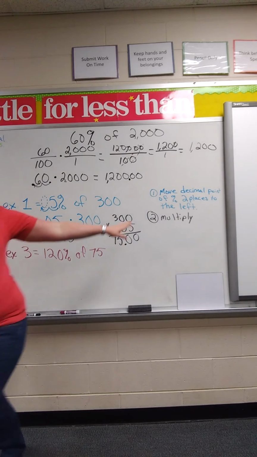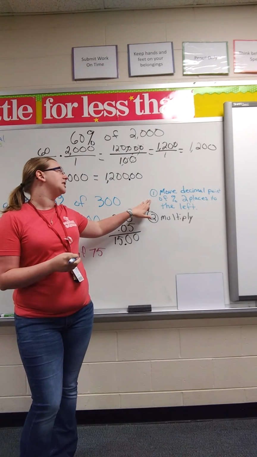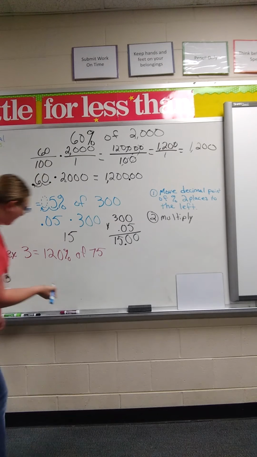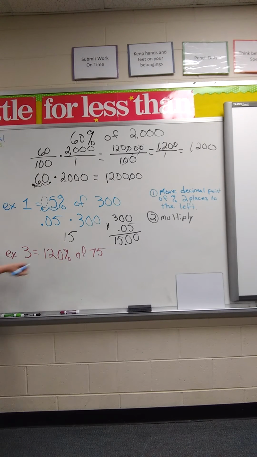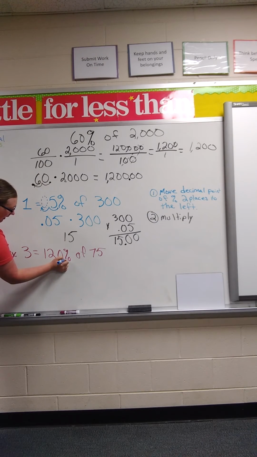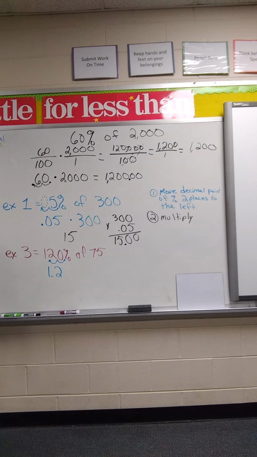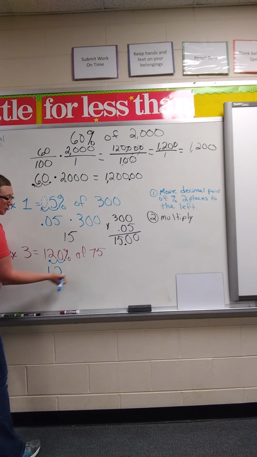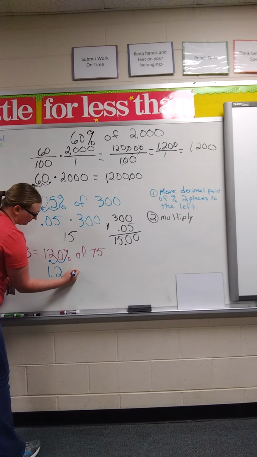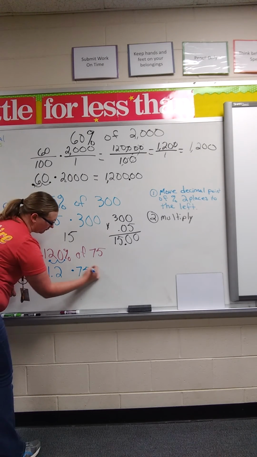For 120%, step 1 says to move the decimal point of our percentage 2 places to the left. So my decimal point starts behind the 0. It goes 1, 2 places. So I end up with 1.2. Do I have to put the 0? No, it's not necessary. We can include it if we want to, we do not have to. 1.2 times 75.